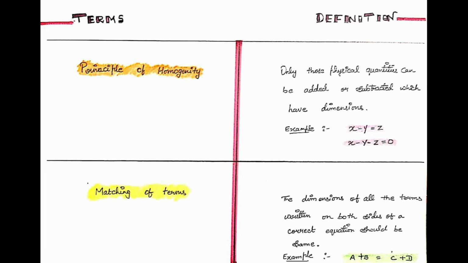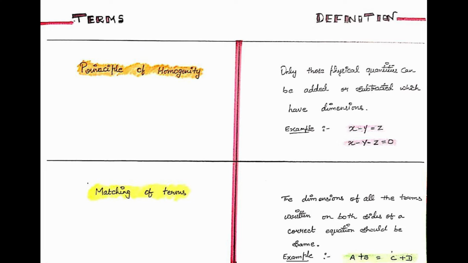It says that only those physical quantities can be added or subtracted which have the same dimensions, such as in this example: x minus y equals z, that is x is subtracted by y which has a dimension z, and next we have x minus y minus z equals 0. Here all the three x, y, z have dimension 0.